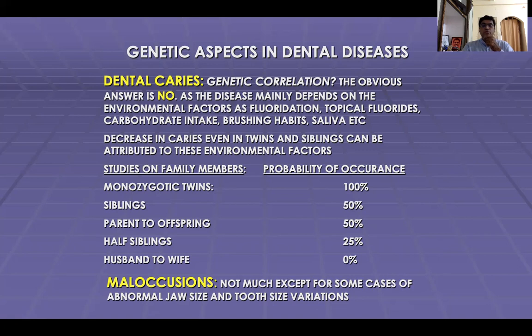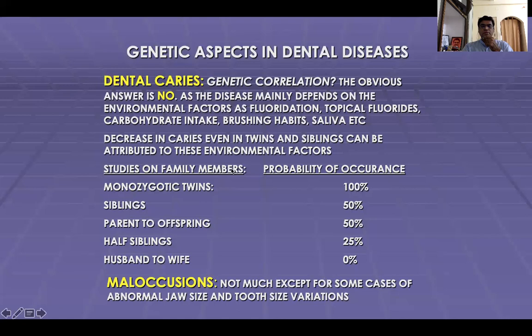But you cannot totally take away the influence of the genetic factors here, because genetic factors can influence the structure of the teeth or enamel, which makes them susceptible to environmental factors if the proper care is not taken. That's how you can say that genetics indirectly influences formation of dental caries or weakening of the tooth structure, leading to even fractures also. Similarity in caries even in twins and siblings can be attributed to these environmental factors.